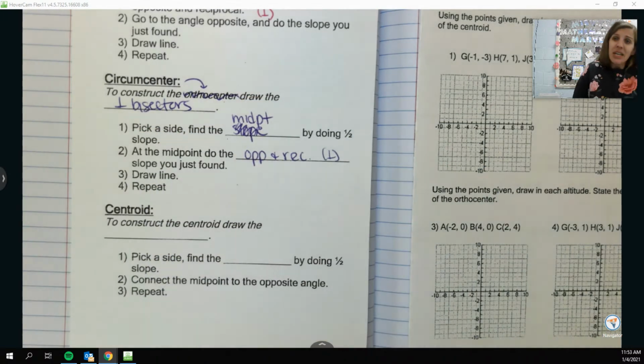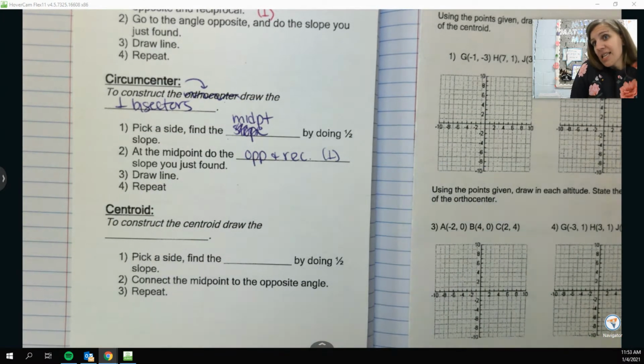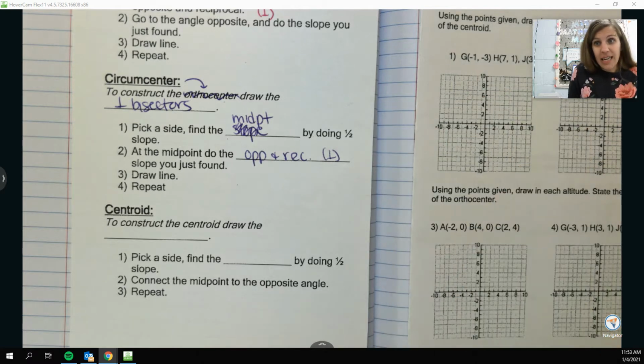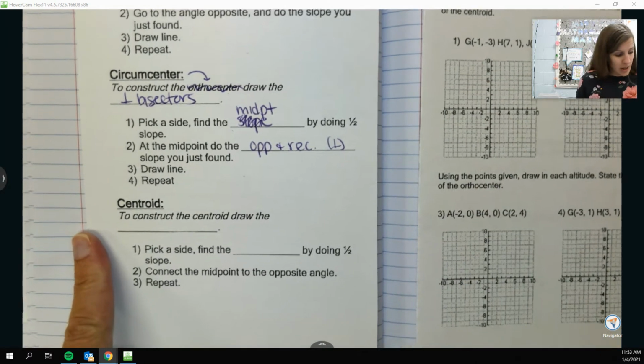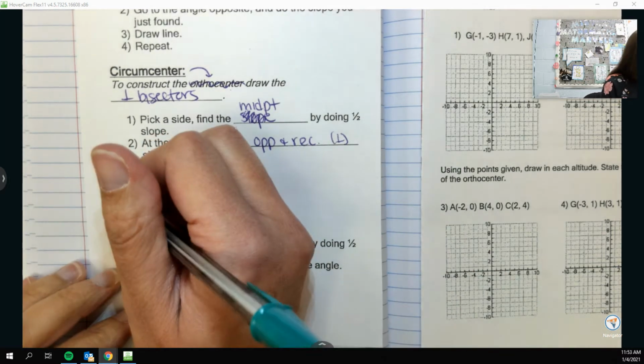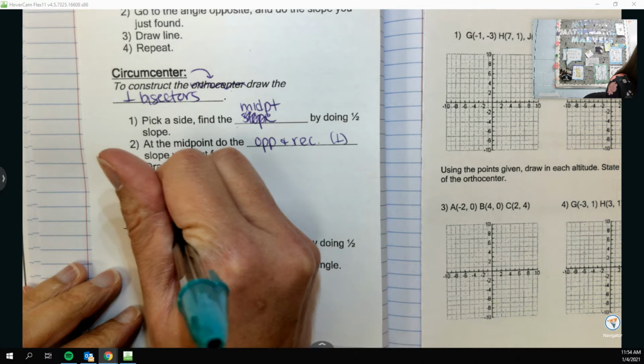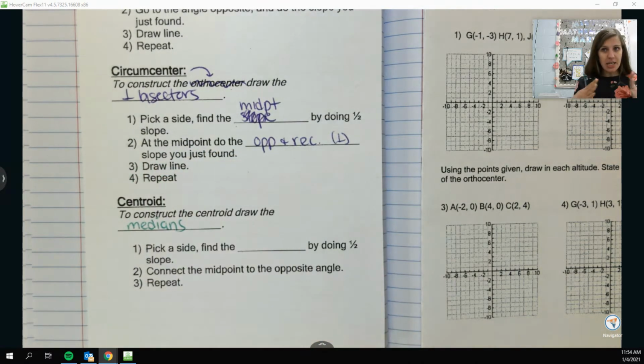I can't really find the incenter on a graph because the incenter is made with the angle bisectors, and I can't really know about angles on grid lines. I really just need a protractor for that. So the last one that we'll do on a grid is the centroid, and we need to construct that by drawing at least two medians to see where they cross.